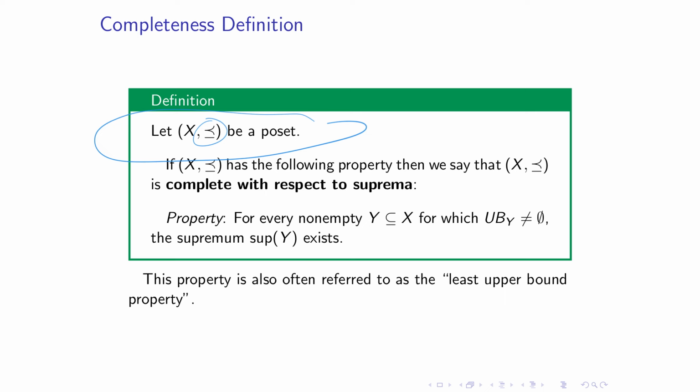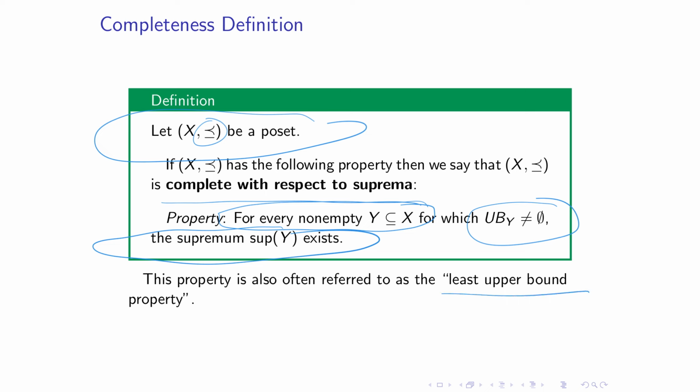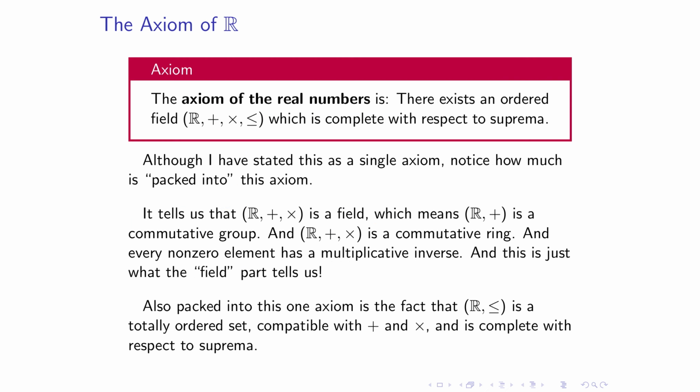So to set down this definition formally, we can take any poset X ordered by preceq, and we will say that this poset is complete with respect to suprema if for every non-empty subset which has at least one upper bound, the supremum of that subset exists. So if the poset has this property, then the poset has the completeness property, which is sometimes also called the least upper bound property because the supremum is the same thing as the least upper bound.